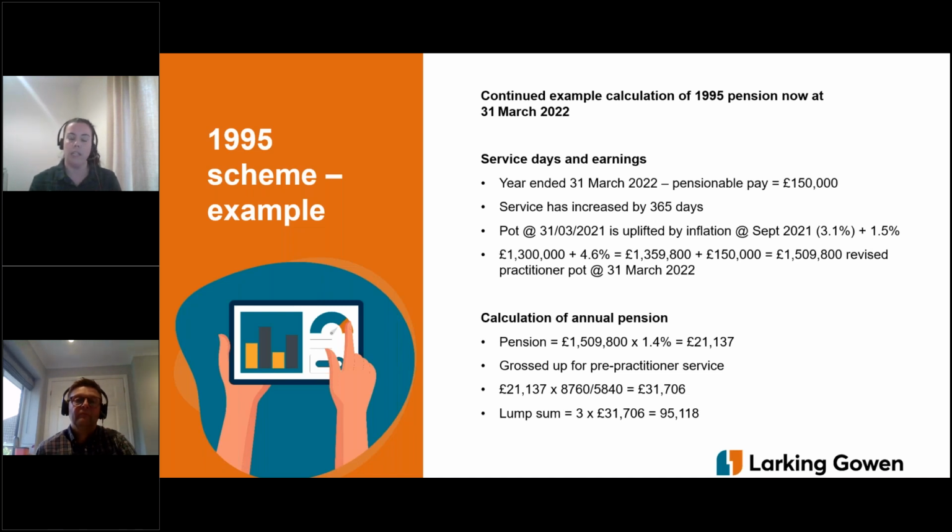It is prorated. In the 95 scheme, you just have to be in the scheme on the first day of the month to get a full month's uplift. So it's not prorated by days. So if you opted out 1st of September, you'd get 6 months' worth of an uplift.